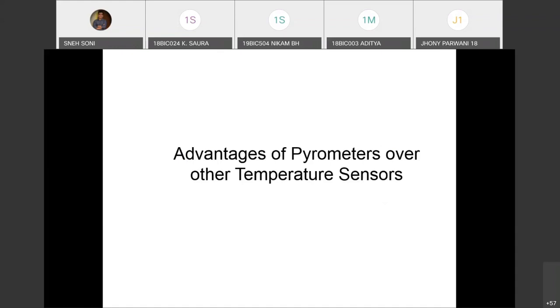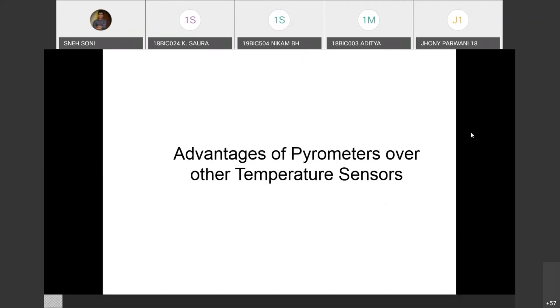First point, I think everyone can write. Pyrometers do not require physical contact with the target. Right, so the first point is that it is a non-contacting type sensor. So pyrometers do not require physical contact with the target.